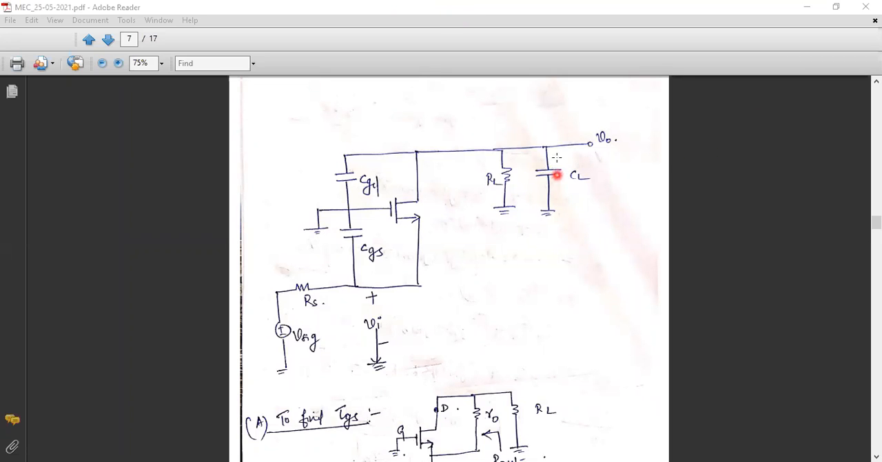So I will be connecting the CL at the drain. Why am I connecting CL at the drain, and why not at the source or gate? Can anybody tell me why I am specifically connecting this CL to the drain terminal? Yes, please. Why?